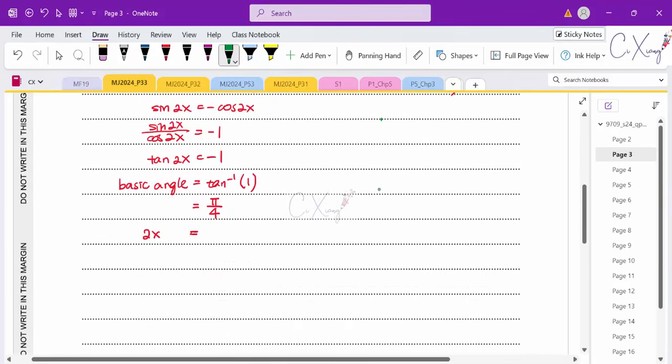Okay, so let's have a look here. If let's say I'm looking for the answer for first two quadrants in my Cartesian plane, first quadrant is this one where everything is positive.